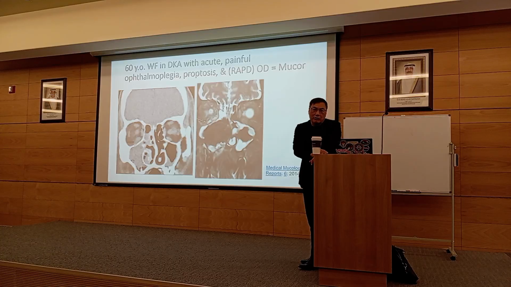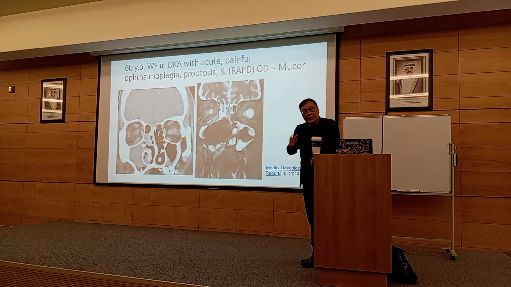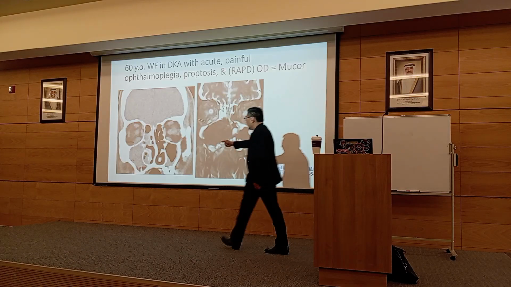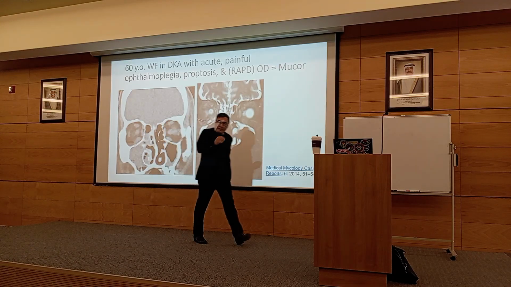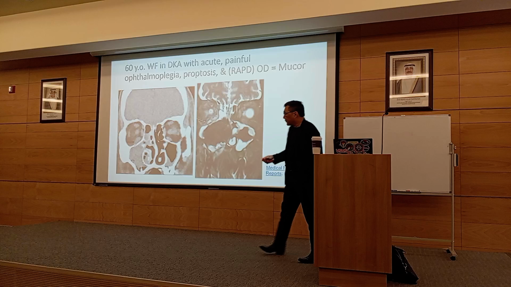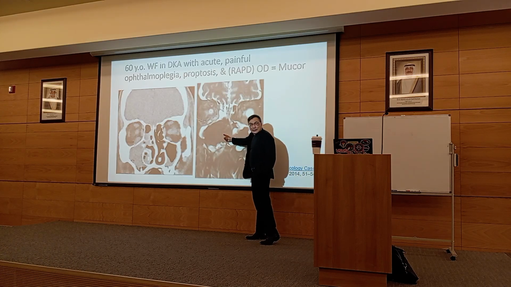All right, 60-year-old in diabetic ketoacidosis, acute painful ophthalmoplegia, proptosis, RAPD. That's the fungus. This one needs CAT scan, okay? CAT scan, better for bone, better for sinuses. What you're looking for is sinus opacification. And now, look, it's in the orbit, big muscle. What's the name of this? Mucor.